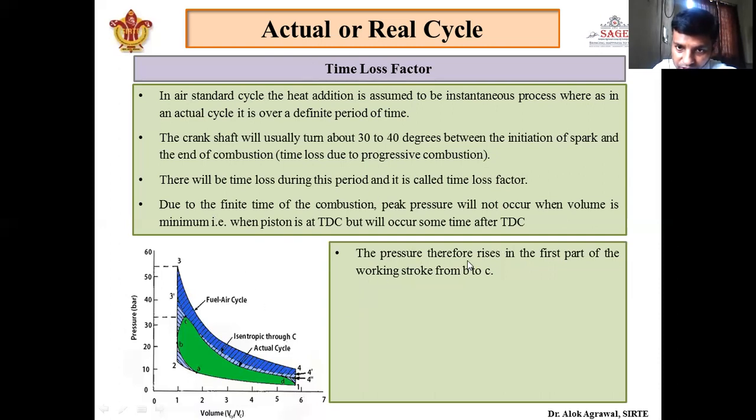So the pressure therefore rises in the first part. Here again we have seen that when the piston starts moving from top dead center to bottom dead center, what is the pressure when the piston is at top dead center? It is at point B.